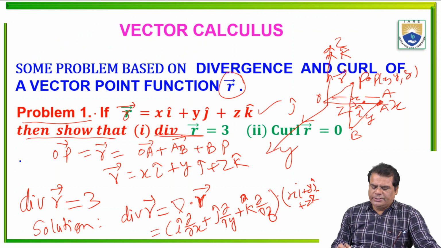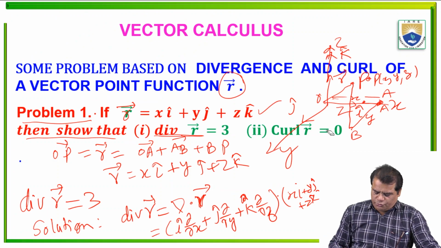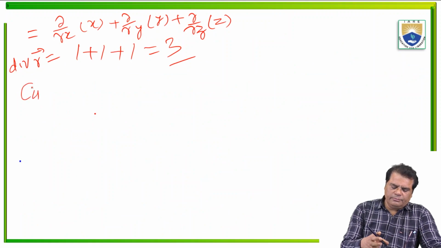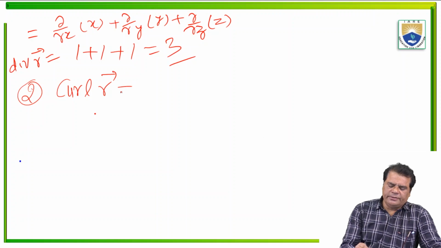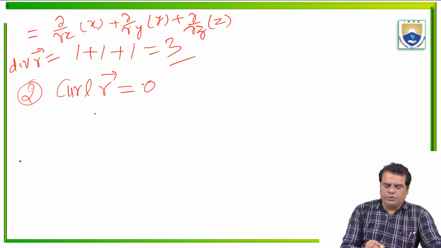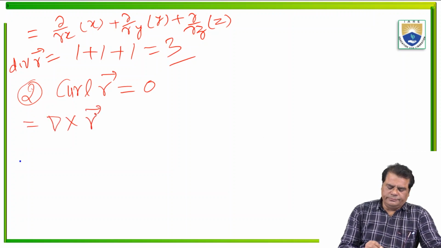Next result is curl R. Curl R equals 0. Second problem, curl of R vector equals 0. So how can we define it? This is equal to del cross R. Del cross R means here i, j, and k.